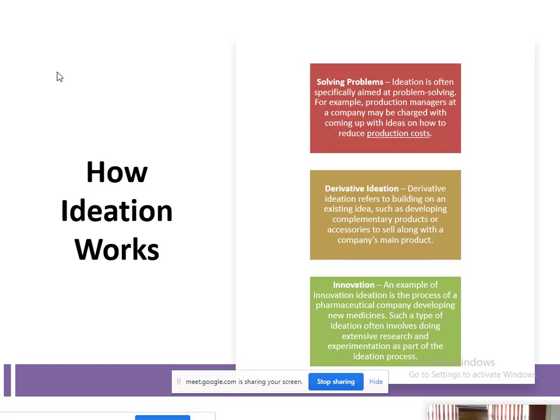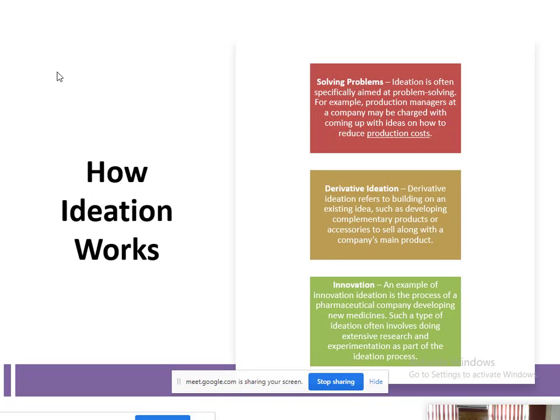So, solving problems: the companies have collected the problem statements through the feedback, through customer care, or directly from the customers. Those problems can be solved by specific suggestions, by the specific innovation which is needed for that product.